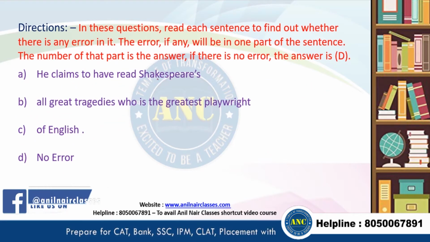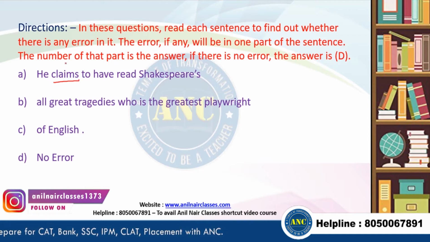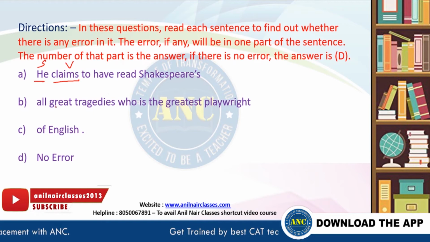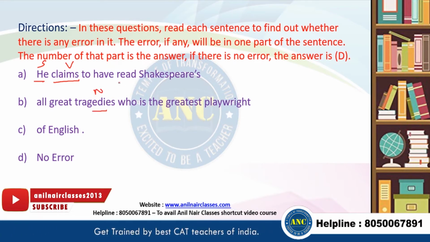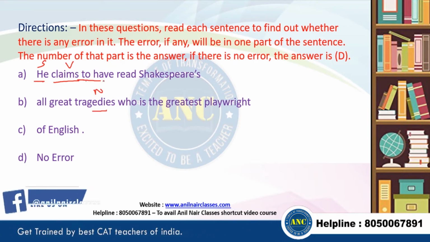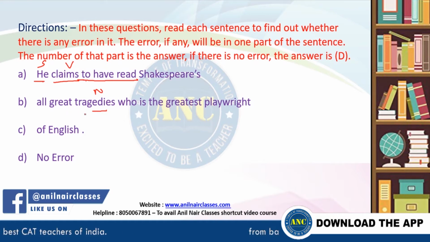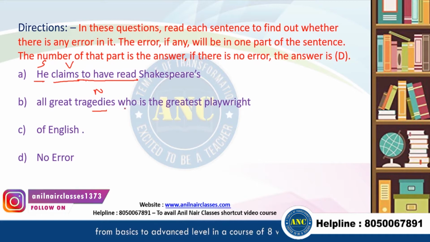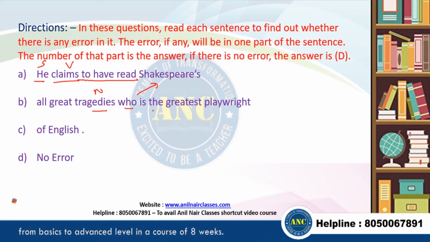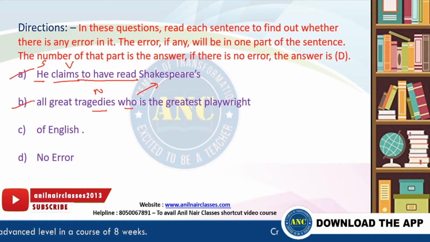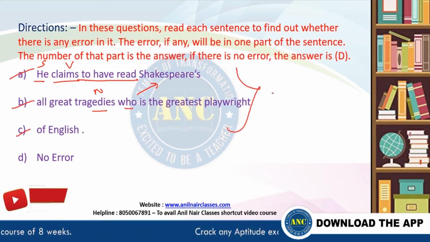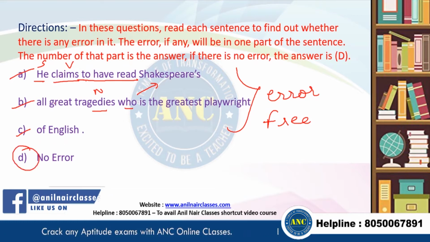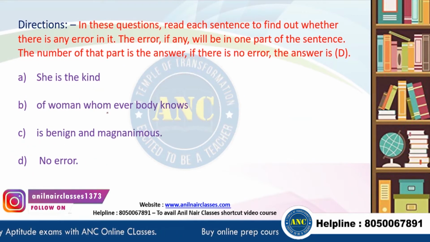Now, "He claims to have read Shakespeare's all great tragedies." So who claims? The subject is he, a subject pronoun. Tragedies is a noun. "Claims to have read" is the verb phrase. "Shakespeare's all great tragedies" is the object. "Who is the greatest playwright": so who refers to Shakespeare. That is perfectly fine English. All of the answer choices are error free. So when there is no error, we can go ahead with D. So my answer is D. Let's move ahead to the next question.